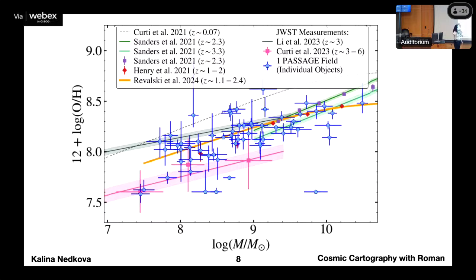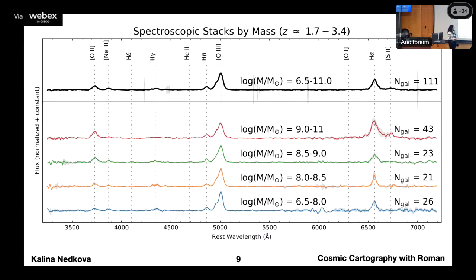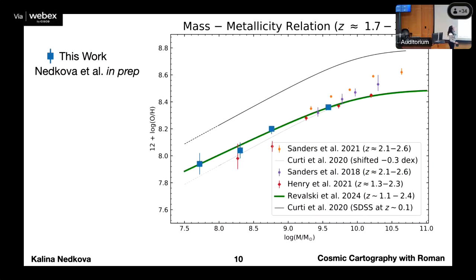And you can see that there's some scatter here. So if we want to understand these as a population, we can stack them. So we stacked them into 4 different mass bins. You can see some interesting trends emerge. For example, you can see that the O2 line is much stronger for higher mass galaxies than low mass galaxies. This is expected. But now let's look at that mass metallicity relation.